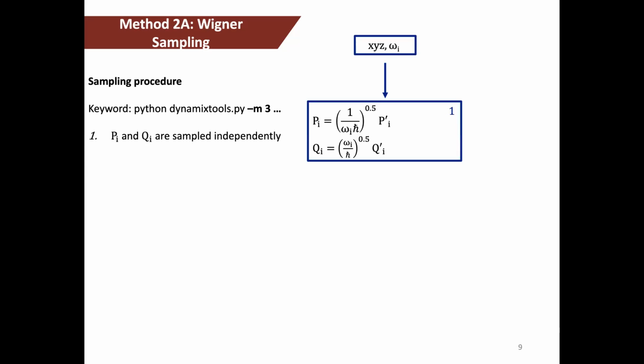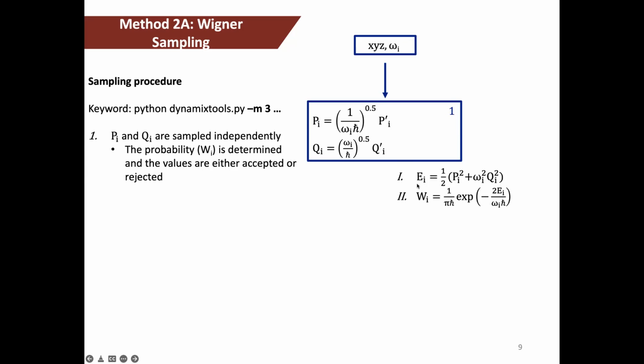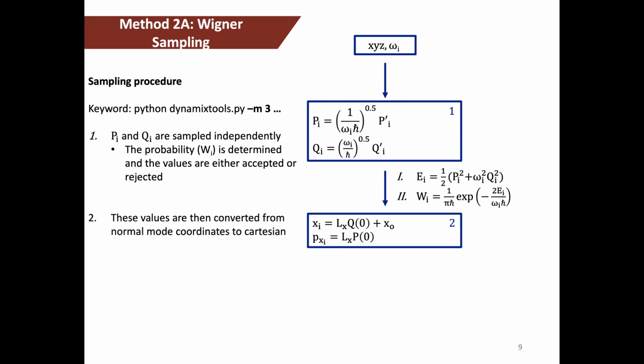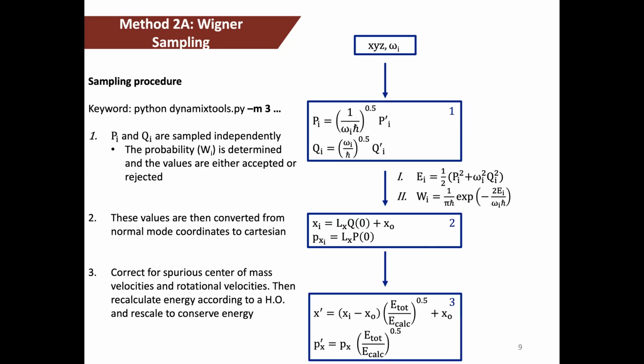The next method I implemented was Wigner sampling, and you select it with -m3. So you start off again with your optimized structure and its vibrational frequencies and eigenvectors, and then you sample the momentum and positions independently, plug them in and solve for the energy from those positions and momentum, and then you solve for the Wigner probability. If it's greater than a cutoff, then you move forward and convert it into Cartesian coordinates. Then again you have to rescale it, because there's going to be that spurious center of mass translation and rotation, which comes about from doing the coordinate transformation. And then you take them and run dynamics.